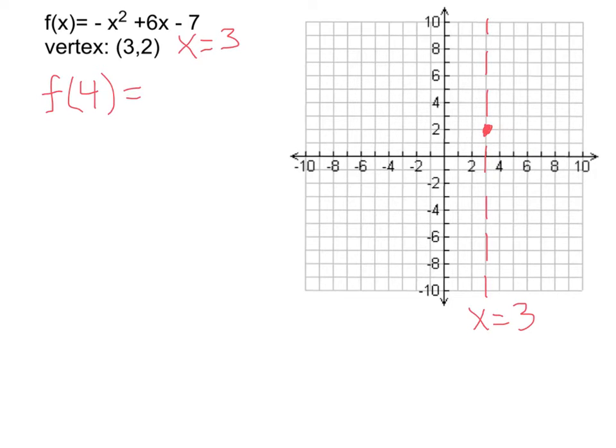The first one is going to be x equals 4. Negative 4 squared plus 6 times 4 minus 7. Calculate that value, we get 1. So the next point that goes onto my graph is 4, 1. It's over here.